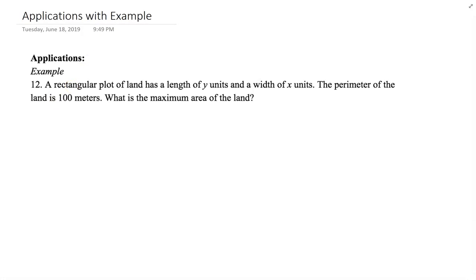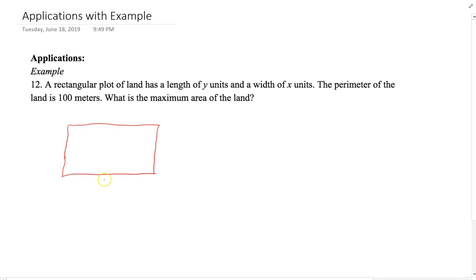Application of quadratic functions. A rectangular plot of land has a length of y units and a width of x units. The perimeter of the land is 100 meters. What is the maximum area of the land? So let us look at this. Sketch a diagram.